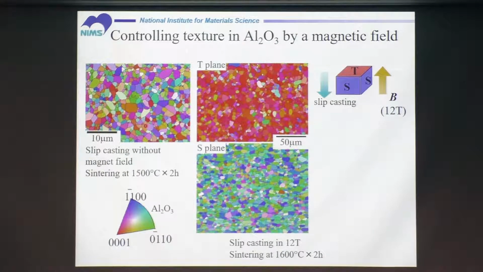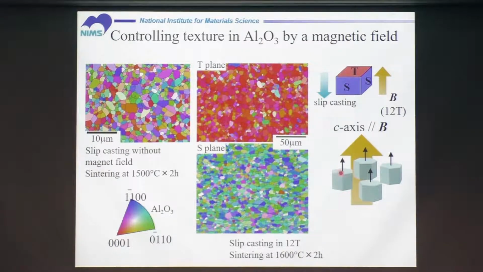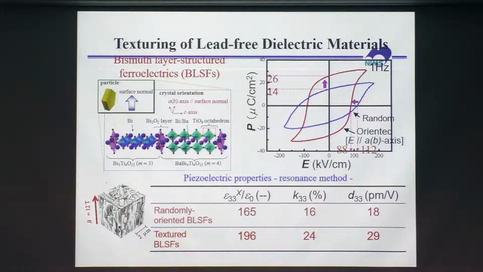If the magnetic field is not applied during the consolidation, it shows a randomly oriented structure. But if it is consolidated in a strong magnetic field, it shows a quite well-oriented microstructure like this. So in this case, the hexagonal alumina is aligned like this. The C-axis of alumina is aligned to the applied magnetic field. By using this technique, we are trying to improve many properties of ceramics in different fields of ceramics.